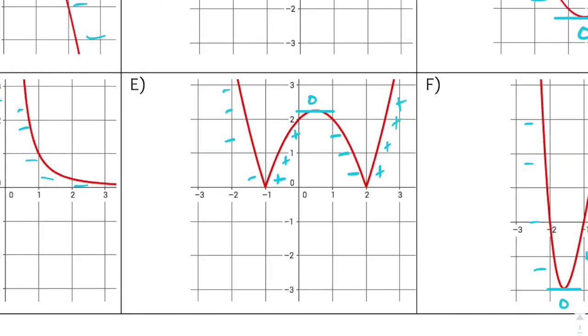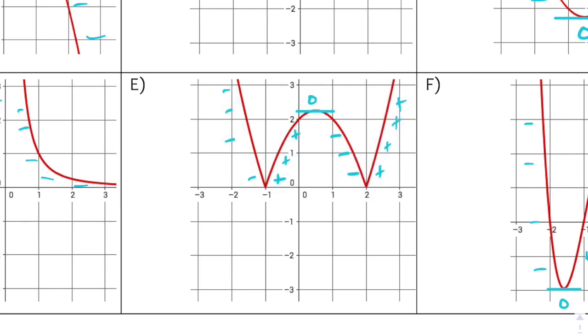E is unique. It looks like we have a corner or a cusp. In this case, we're going to have a corner. We're just going to have differing derivatives on both sides. There's an immediate change here at negative 1 and an immediate change here at 2. We have a slope of 0, and then we have alternating negative, positive, negative, positive.